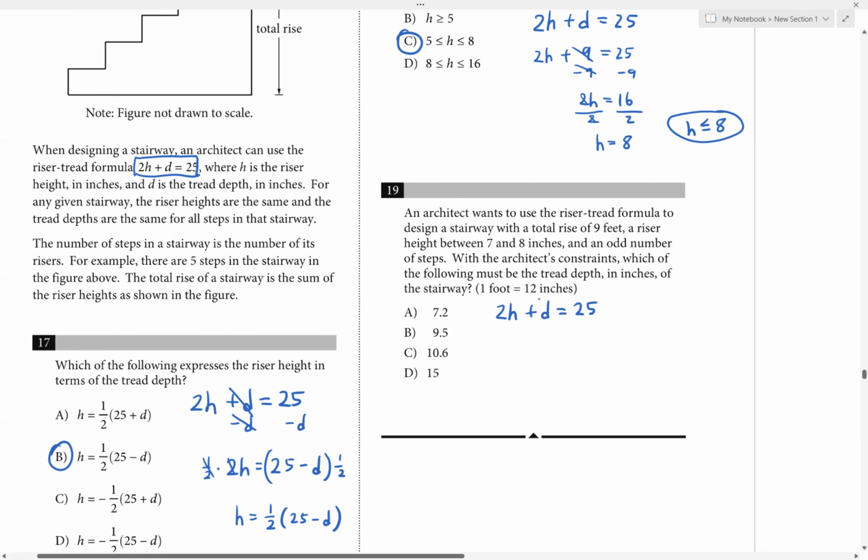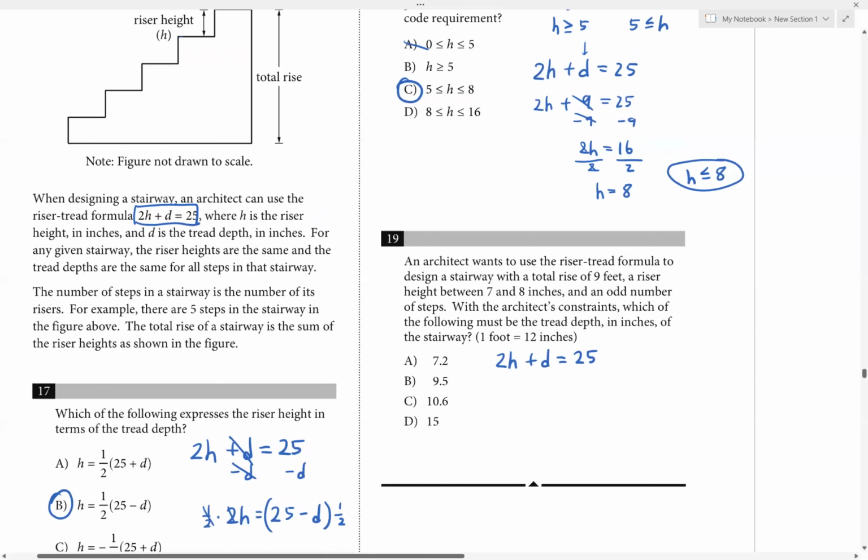We're trying to solve for the tread depth, so that's d. To solve for d, we have to know what h is. If we know h, we can plug it into the formula and solve for d. This is the challenging part: we have to figure out what h is, that's the riser height. We know the total rise should be 9 feet, and the riser height should be between 7 and 8. We don't know exactly what it is, and we know it's an odd number of steps.